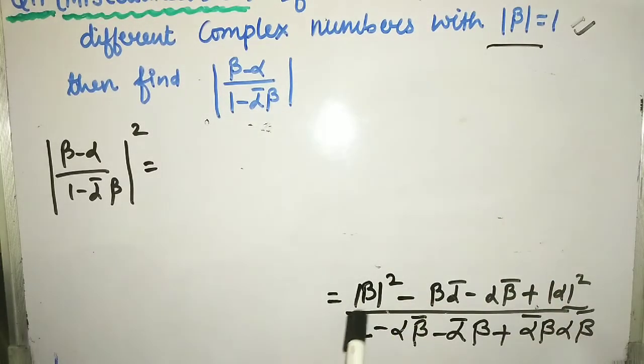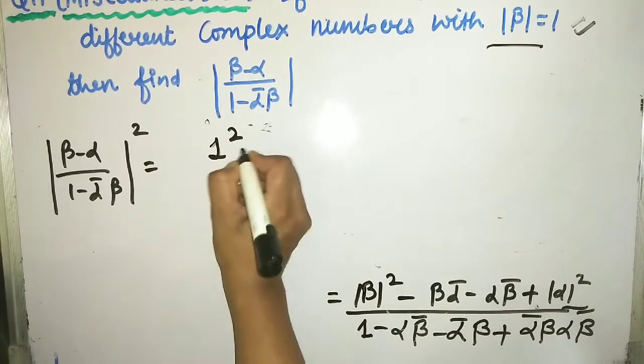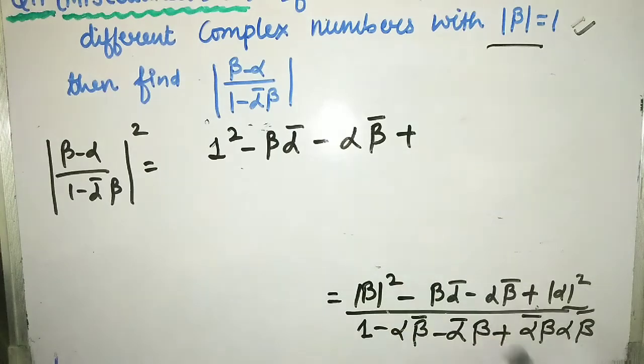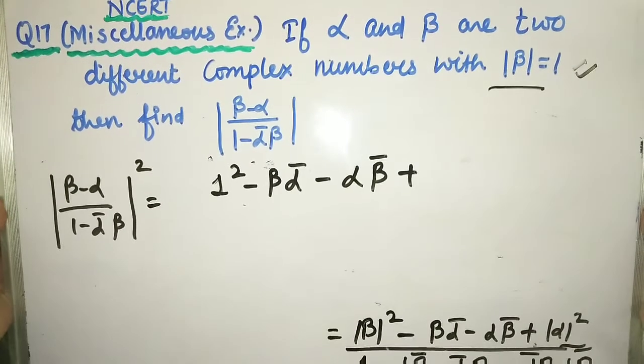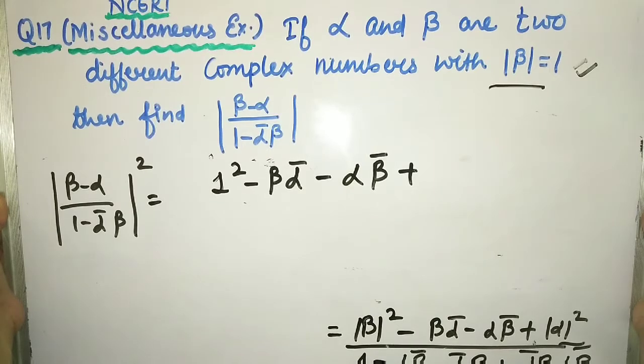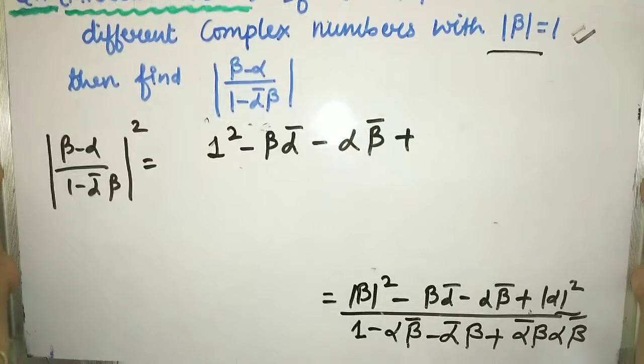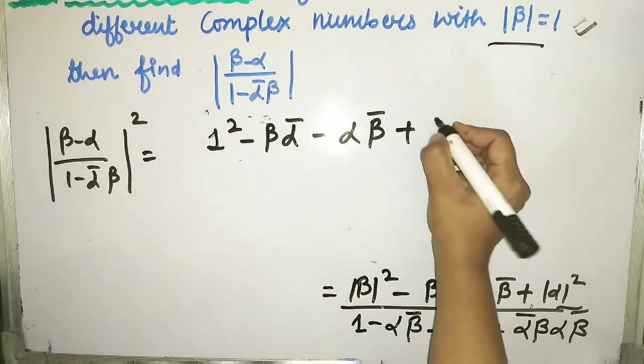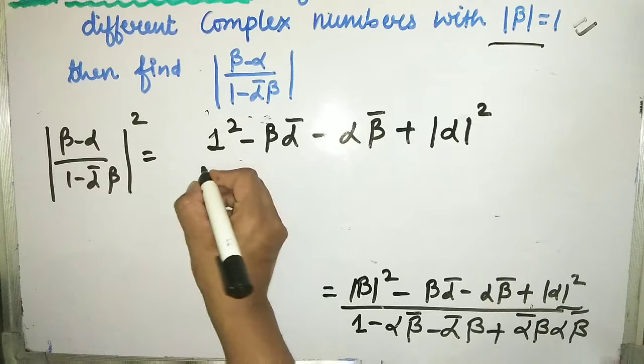So students, I'm going to replace modulus of beta as 1. It becomes 1 square minus beta alpha conjugate minus alpha beta conjugate, and you don't know the value of modulus alpha. Please recheck your statement. It is not mentioned here. So don't put modulus of alpha equal to 1. Okay, don't make this mistake. You have only one value, which is modulus of beta equal to 1, and you are to replace only modulus of beta and keep modulus of alpha square as it is.